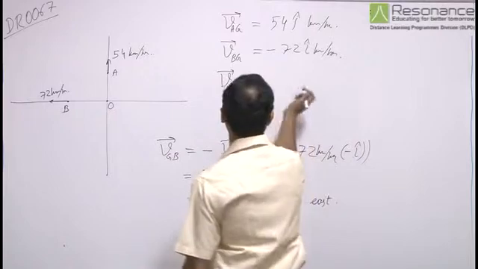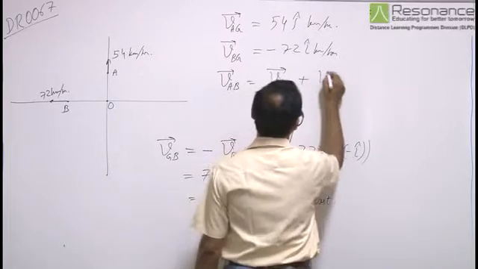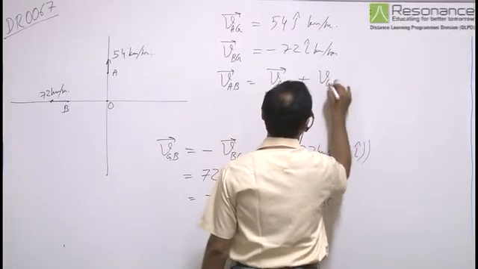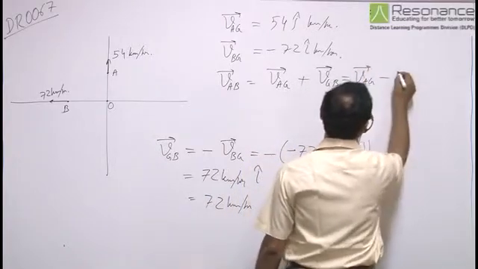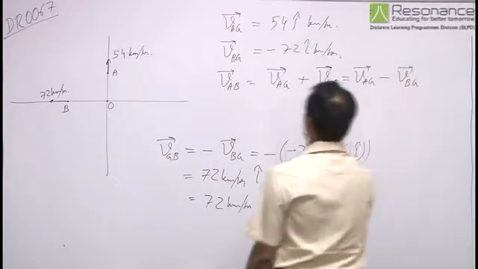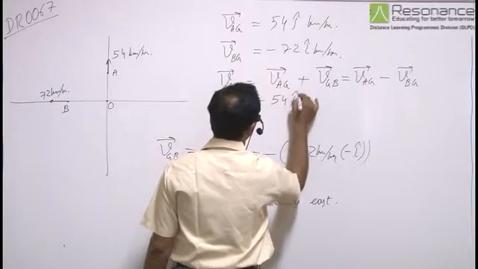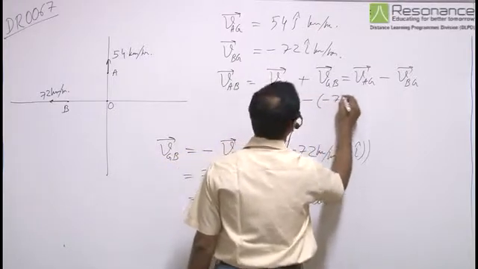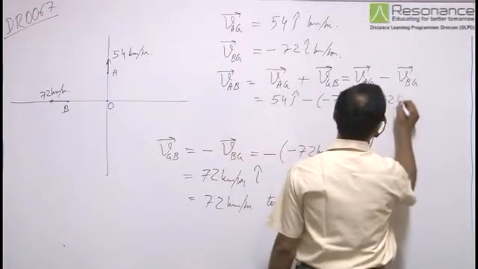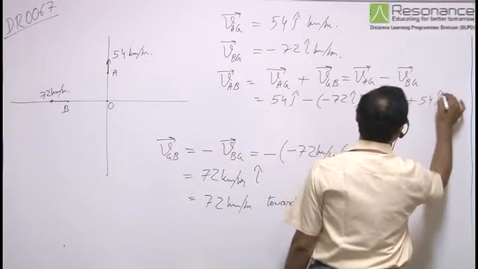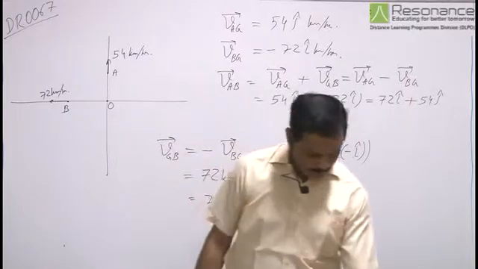So velocity of A with respect to B is velocity of A with respect to ground plus velocity of ground with respect to B, or we have velocity of A with respect to ground minus velocity of B with respect to ground. So that is equal to 54 j cap minus minus 72 i cap, that is equal to 72 i cap plus 54 j cap. This is the velocity of A with respect to B.